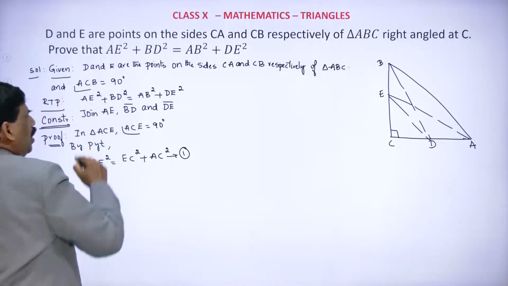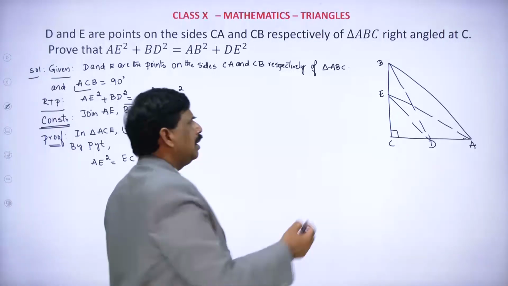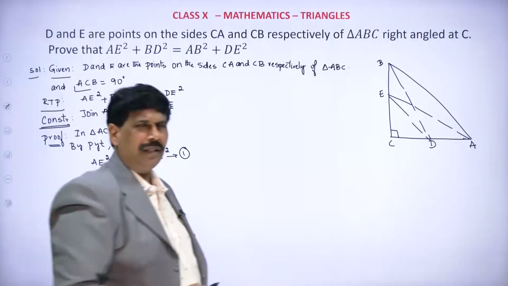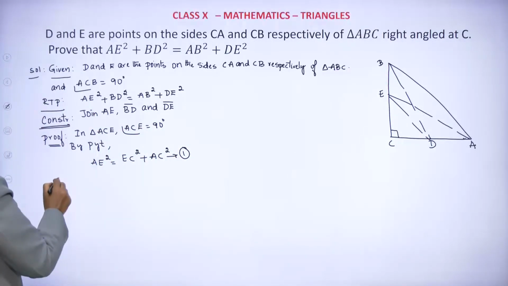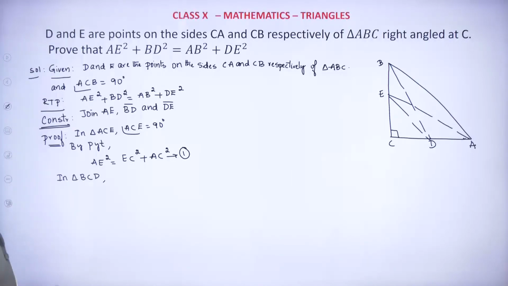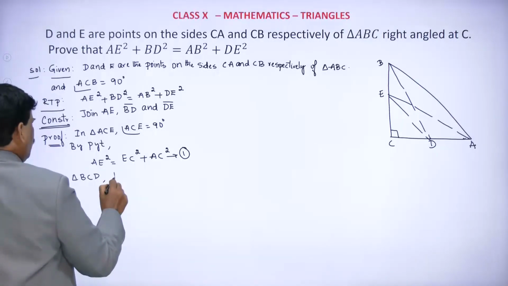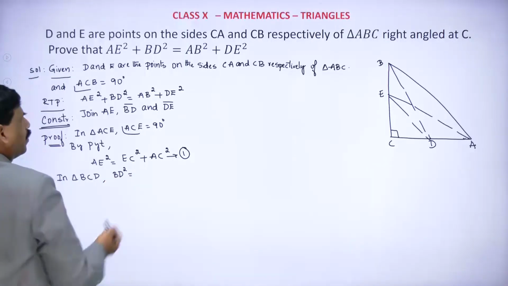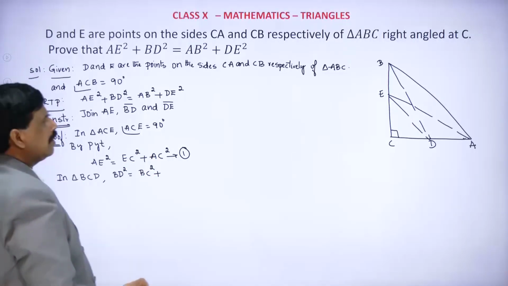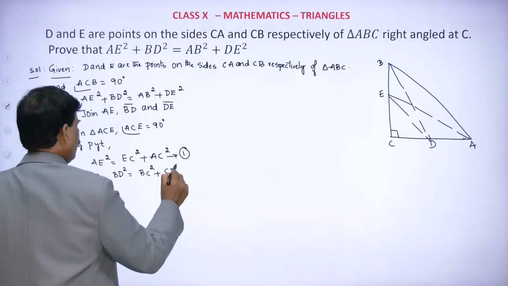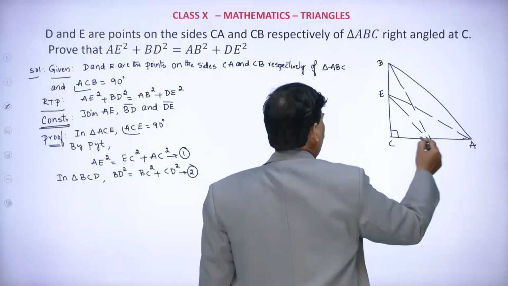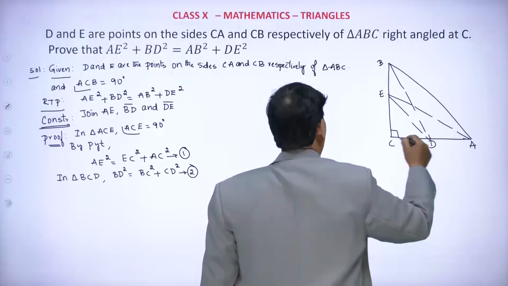Next, what do you have? BD square. You see, where is BD square? Here is BD square. That means you should take triangle BCD. Clear? So in triangle BCD, so applying now Pythagorean, so BD square is equal to BC square plus CD square. Give this as equation 2. Is it clear? BCD we have taken. So BD is the hypotenuse, BC square plus CD square.